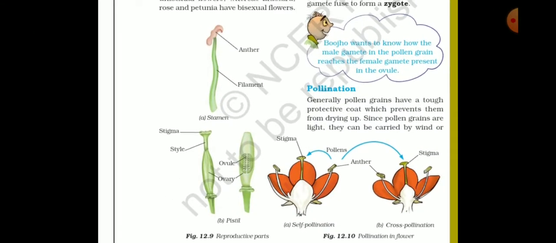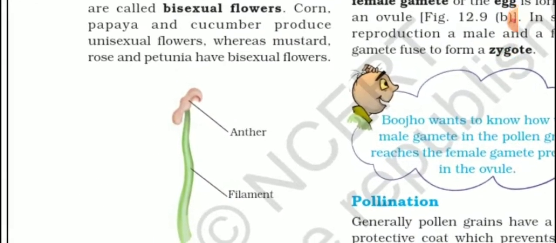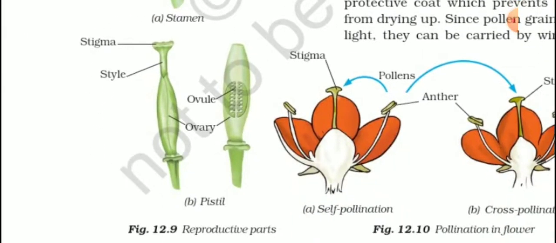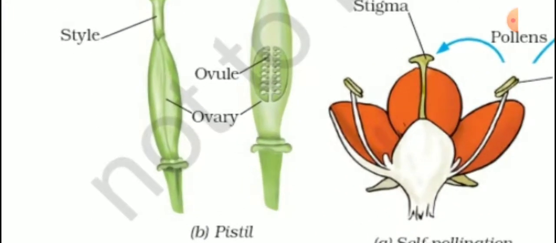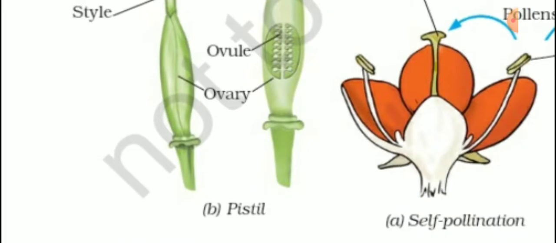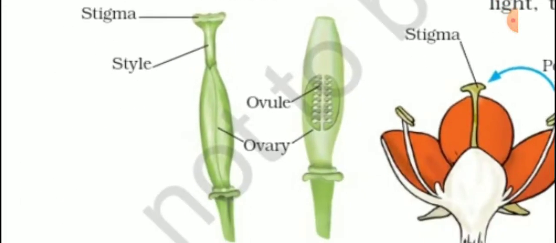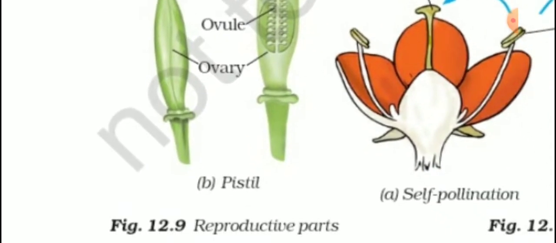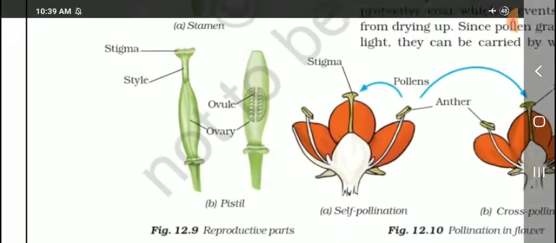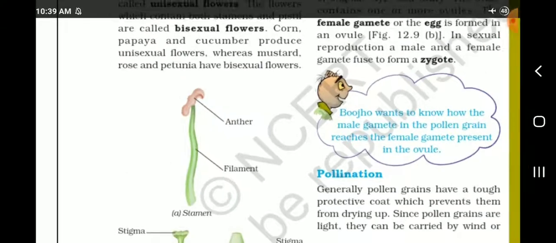Listen, this one is a stamen: anther, filament. Then the pistil: ovule, ovary. Pistil is the female reproductive part. Stamen is the male reproductive part. Okay. Stigma, style. That is a pistil. Okay. Next, students.